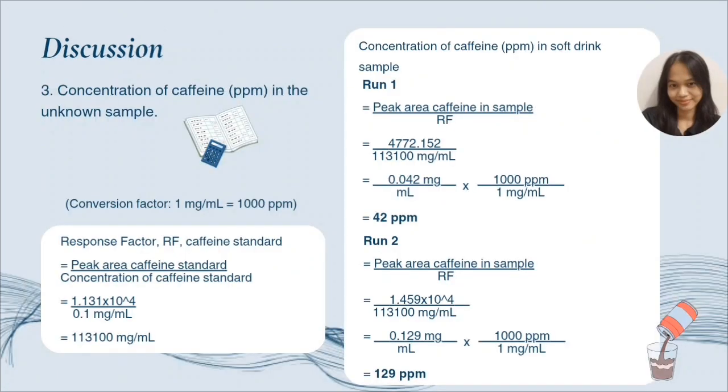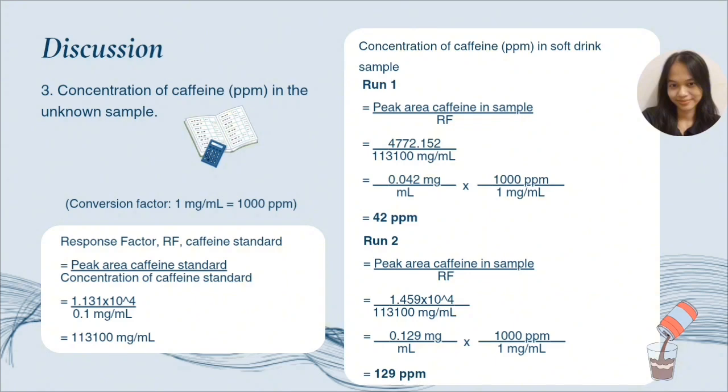Next, we will calculate the concentration of caffeine in ppm in the unknown sample, given that the conversion factor is 1 mg over 1 ml equals 1000 ppm. First, we need to find the response factor, RF, of the caffeine standard using the equation peak area of caffeine standard over concentration of caffeine standard, and it will give us an RF equal to 113100 mg over milliliter.